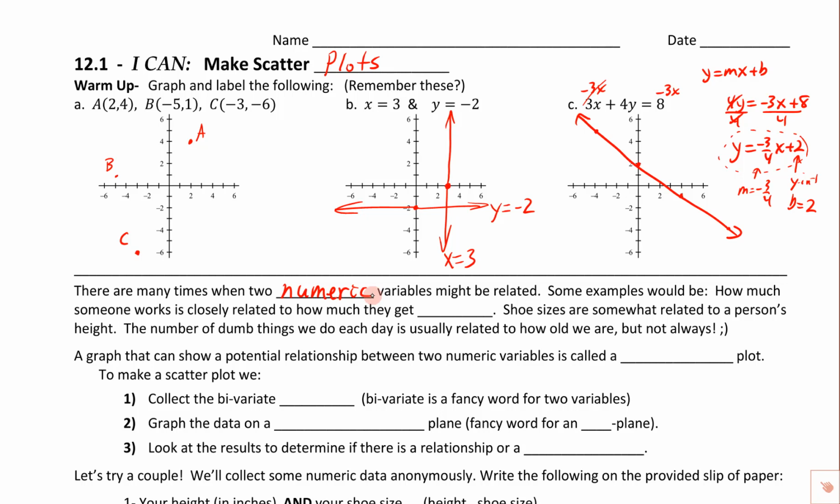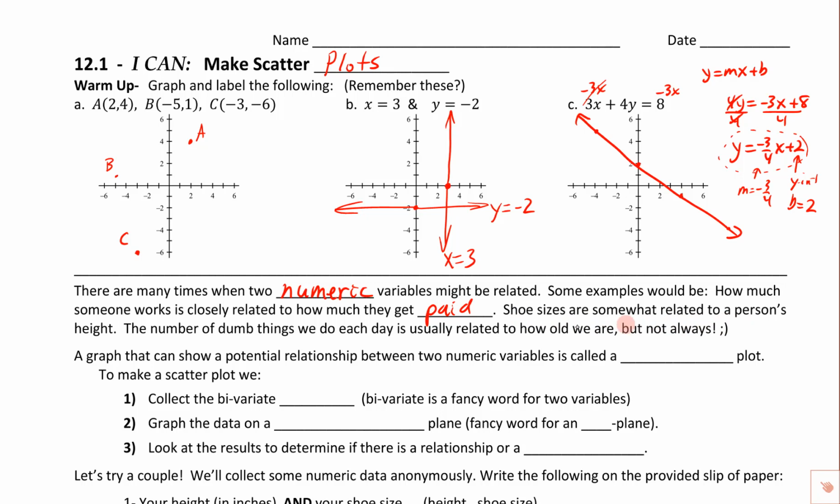It kind of sounds like number, and that's what it means. So two number variables might be related. Some examples would be things like this. How much someone works is closely related to how much they get paid. So usually the more they work, the more they get paid.